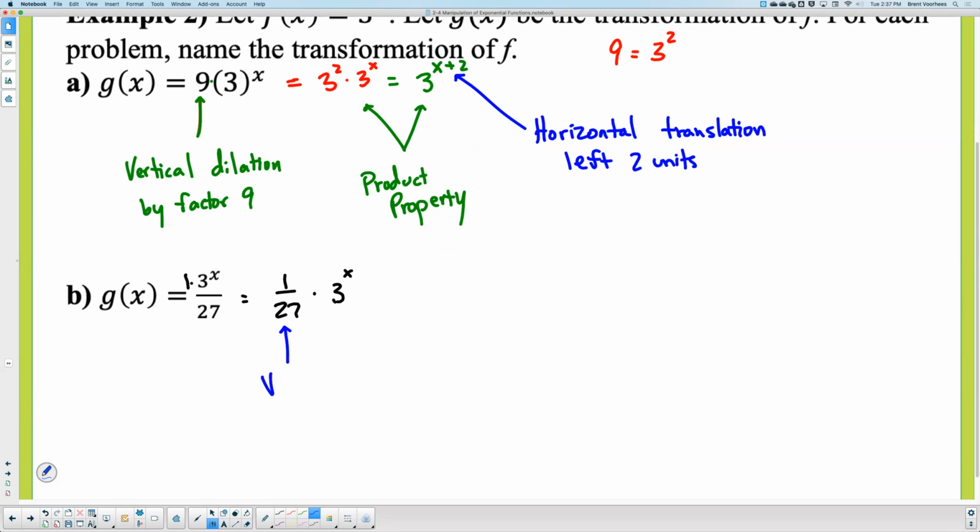It's vertical. It's not with the x, it's vertical. It's multiplying. So does that make it a dilation, a translation, or a reflection? Dilation, vertical dilation. If you didn't have these down before, you probably will by the end of this class. Is this a liar or truth teller? So if it's truth, then it's by factor 1 over 27.